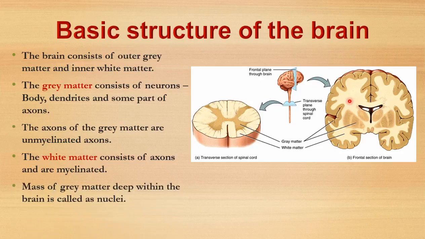Now, apart from the gray matter which you see here, buried deep within the brain substance there are also masses of gray matter. Within the white matter you can see masses of gray matter, which you call nuclei. So there are deep cerebral nuclei and cerebellar nuclei. You also have nuclei within the brain stem, many nuclei, especially your cranial nerve nuclei.